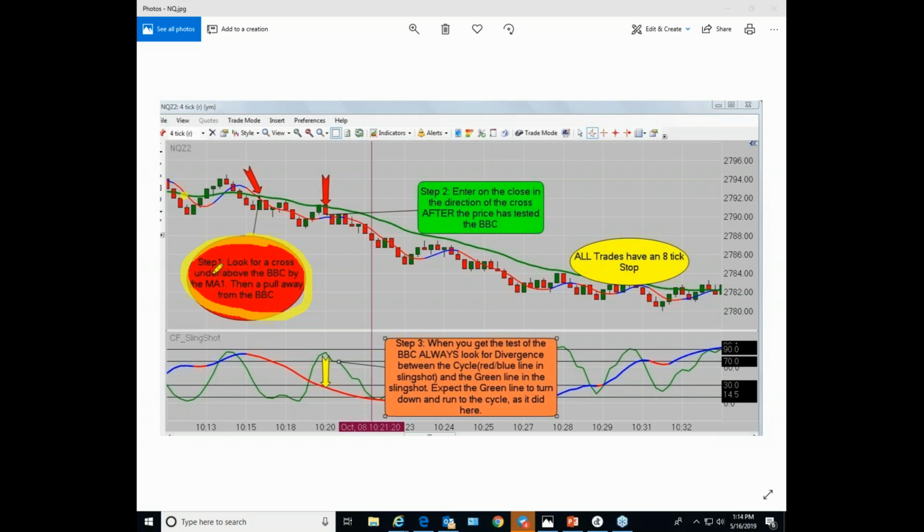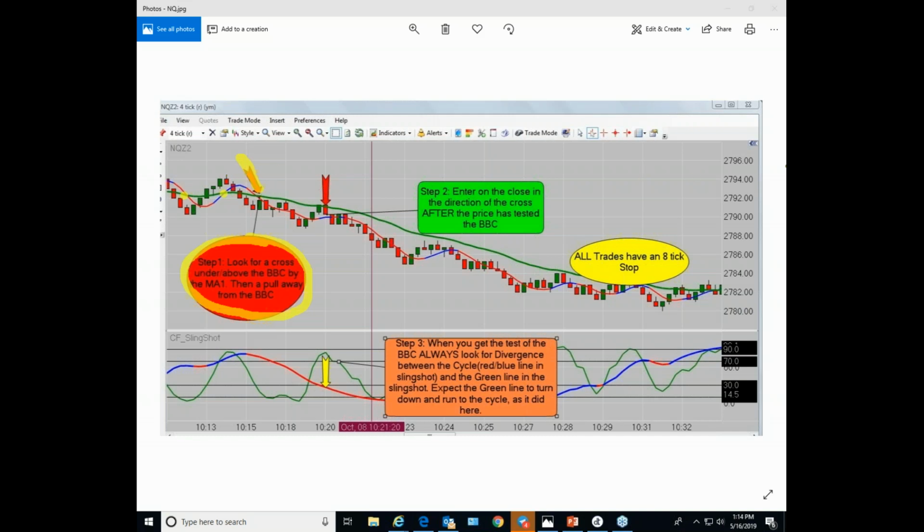When the MA1 is crossing the BBC and the MA1 is red, that's called a bearish cross. If the MA1 is blue, that's a bullish cross. The one that Michael has highlighted here is called a bearish cross, and the reason is the MA1 is red. So what we're looking for at this time is an opportunity to get short. Why? Because the MA1 is red and that's a bearish cross.